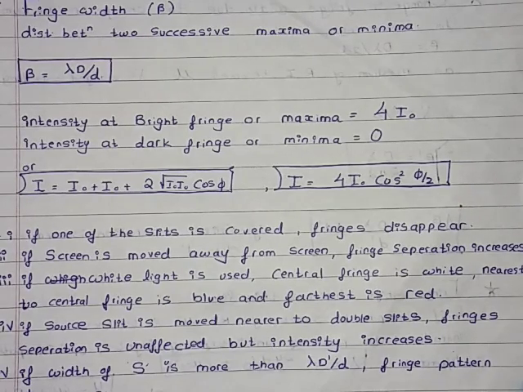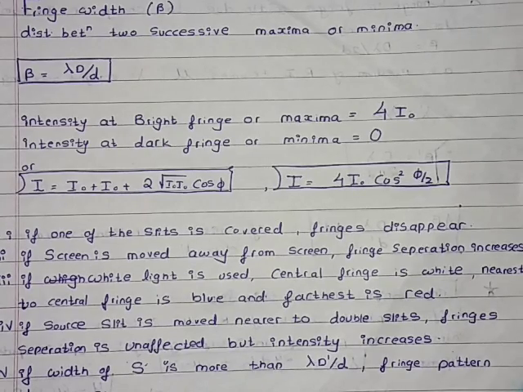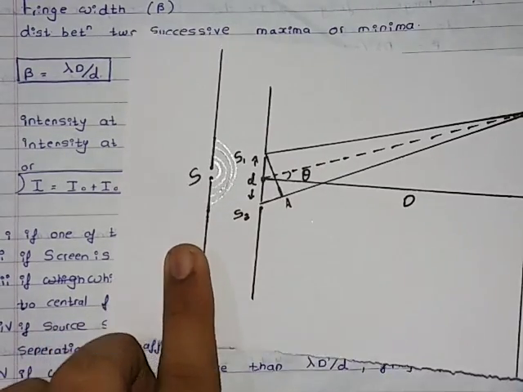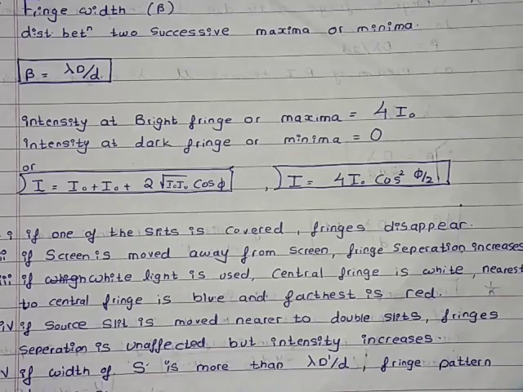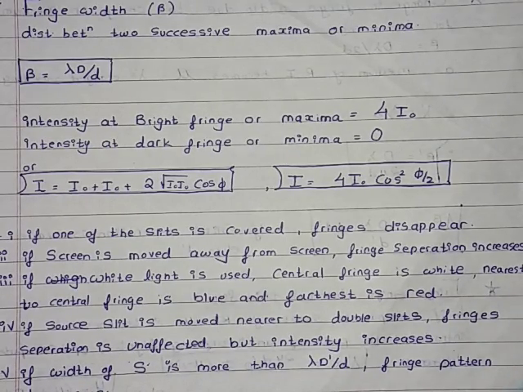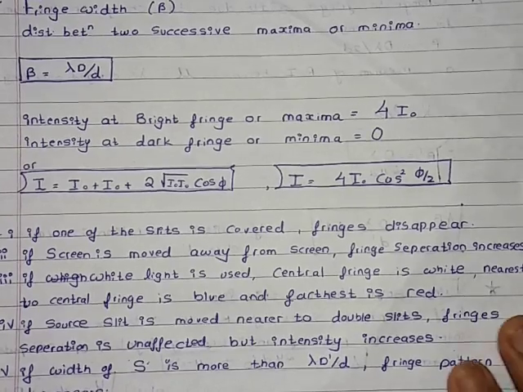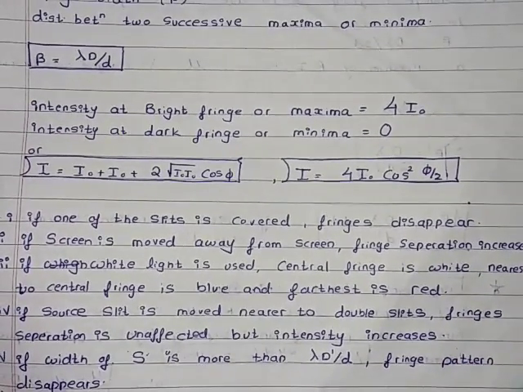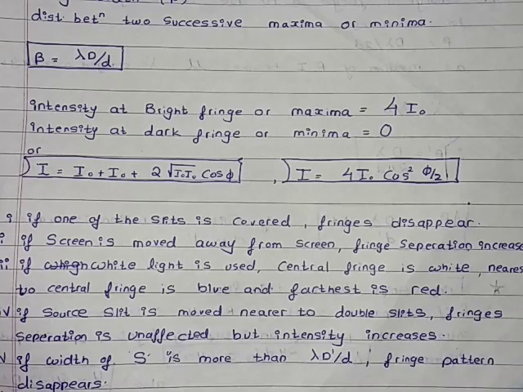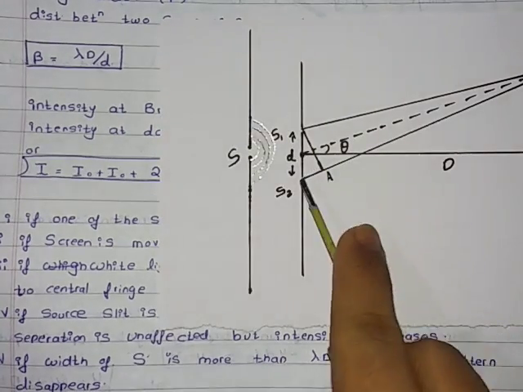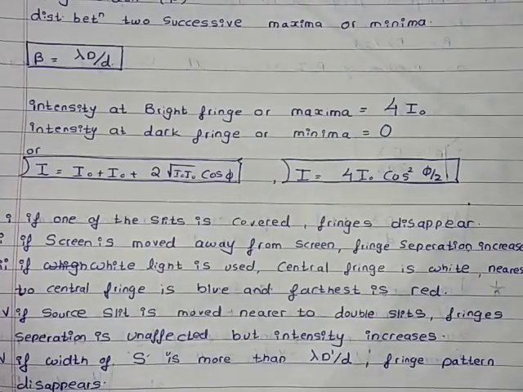If the source slit is moved nearer to the double slits, fringe separation is unaffected, but intensity does increase. That is, if this slit is moved toward this thing, the fringe separation is of course unaffected, but the intensity does increase. That's true. And if the width of S is more than lambda D dash upon d, the fringe pattern disappears. That is, this width should be very small.